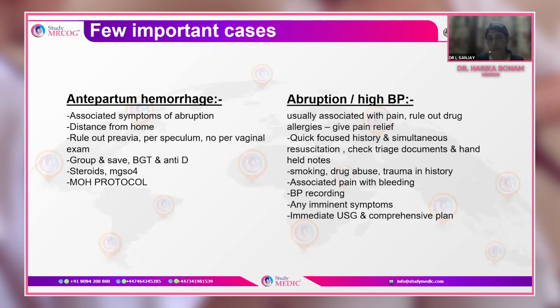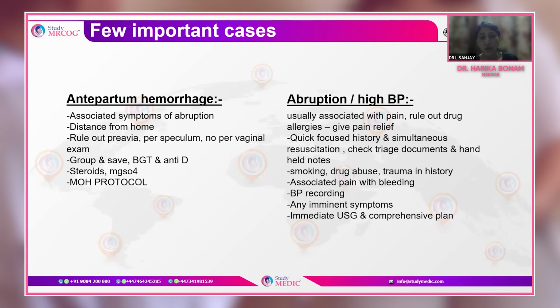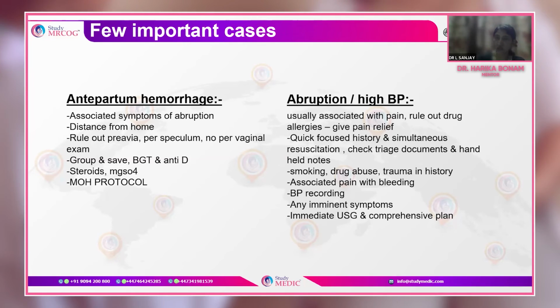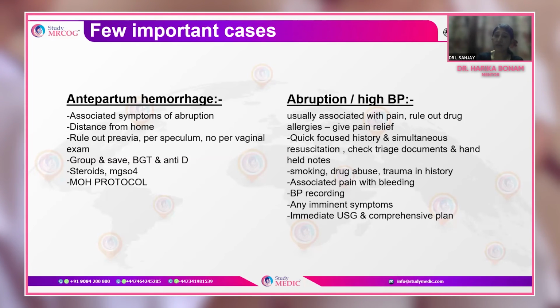And then coming to the abruption, usually they give the abruption with a high blood pressure scenario. The patient will be in pain. You have to rule out drug allergies and give pain relief. Quick, focused history, simultaneous resuscitation: airway, breathing, circulation, IV fluids, 2 liters crystalloids, 1.5 liters colloids, sending the lab investigations, checking with the hematology and blood transfusion lab, and then starting antihypertensives.